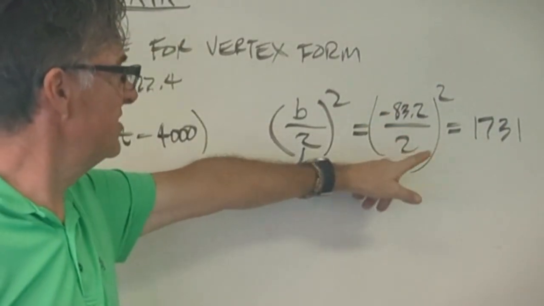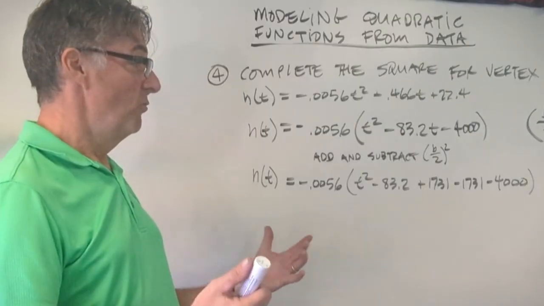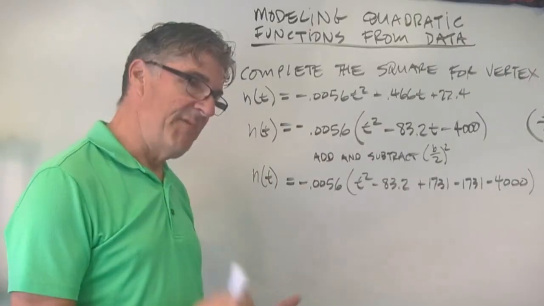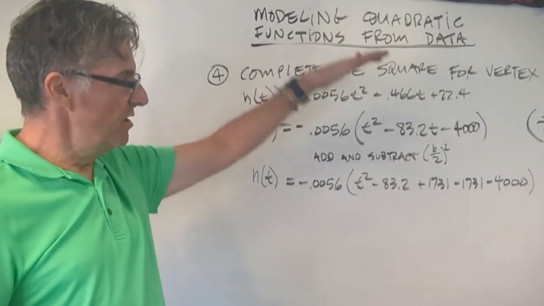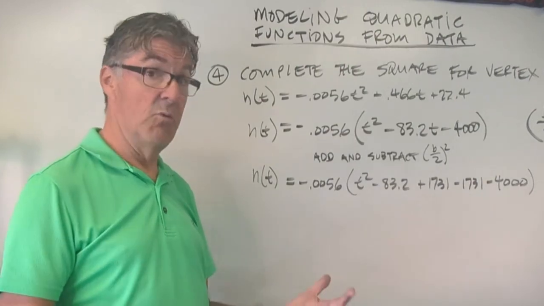B minus 83.2 over 2 squared. I get 1731. What the next step is, and these are just steps you have to remember. If you're in my class and you have a cheat sheet, you want an example of one of these problems for our test so that you know what to do.